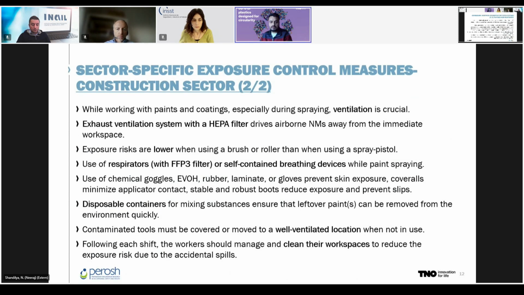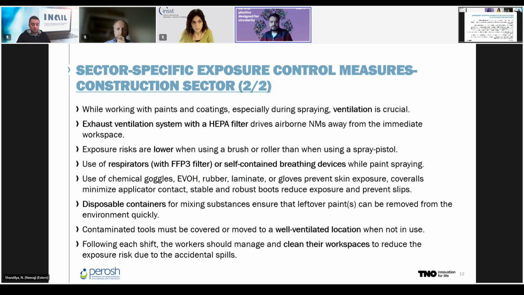And the final slide, continuing with the construction sector, is mainly about the paints and coatings. While working with paints and coatings in the construction sector, especially during their spraying, ventilation is very important. An exhaust ventilation system with a HEPA filter can drive away airborne nanomaterials from the immediate workspace. The exposure risks are lower when using a brush or a roller than a spray pistol. Individual respirators with FFP3 filters should be worn by the worker while paint spraying.